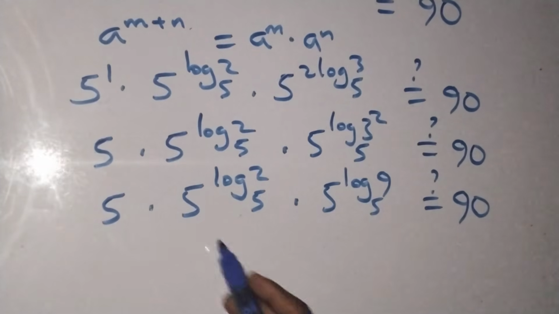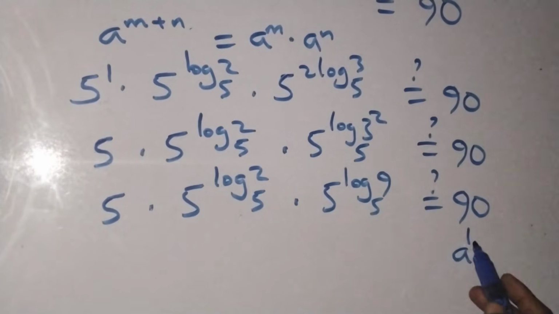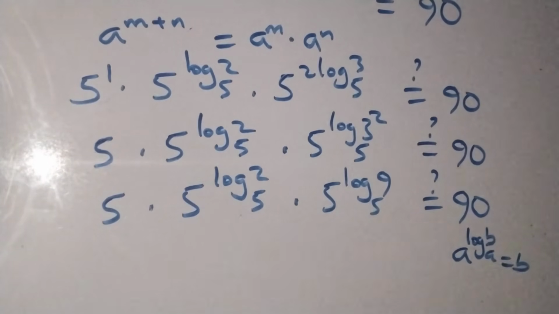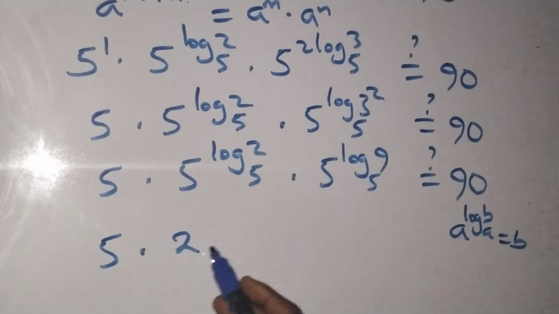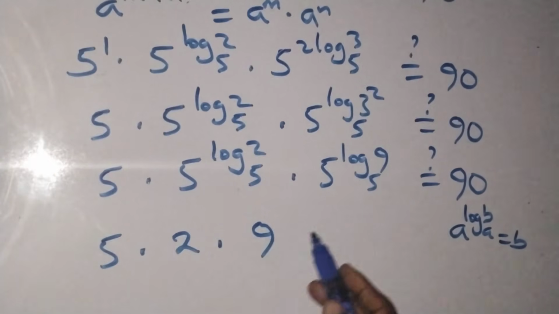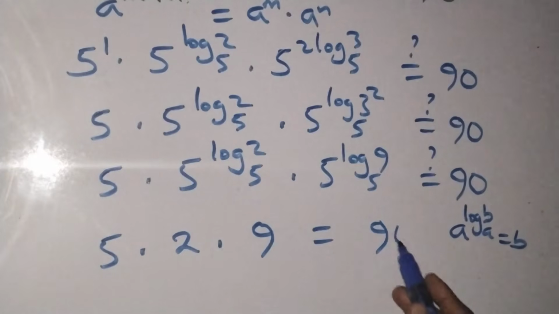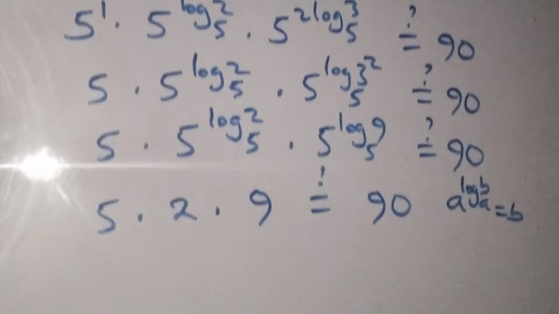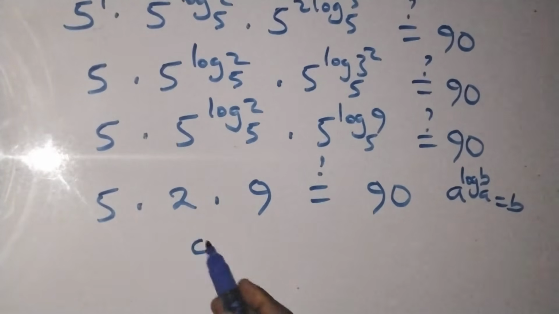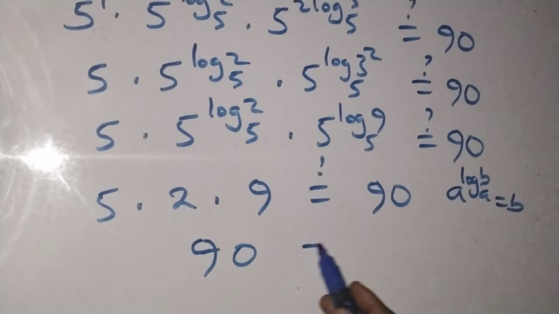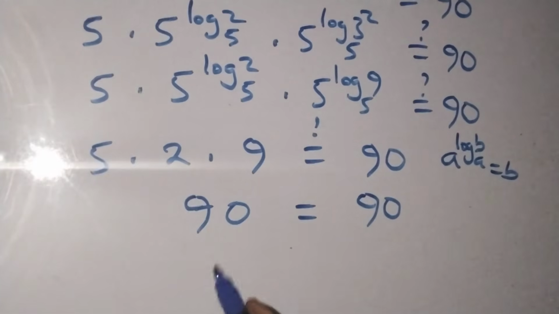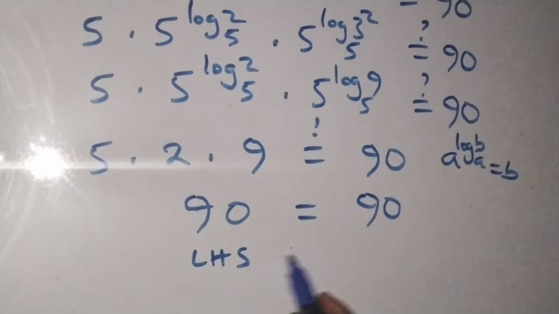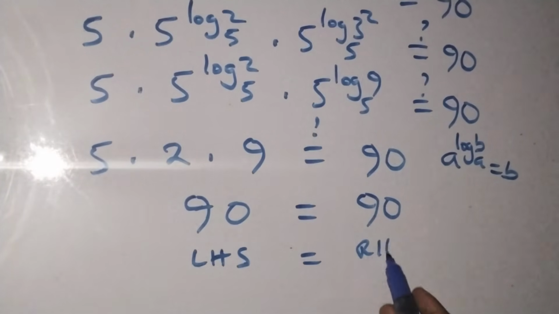That is, this follows when we have a raised to power log b to base a, which is equal to b. Here we have 5 times 2 times 9. Is it equal to 90 on this side? And 5 times 2, 10. 10 times 9, that's 90, which is equal to 90 on this side. This left hand side is equal to the right hand side.